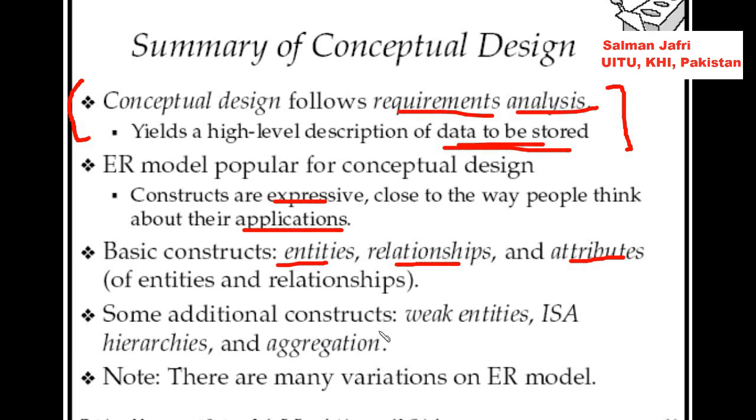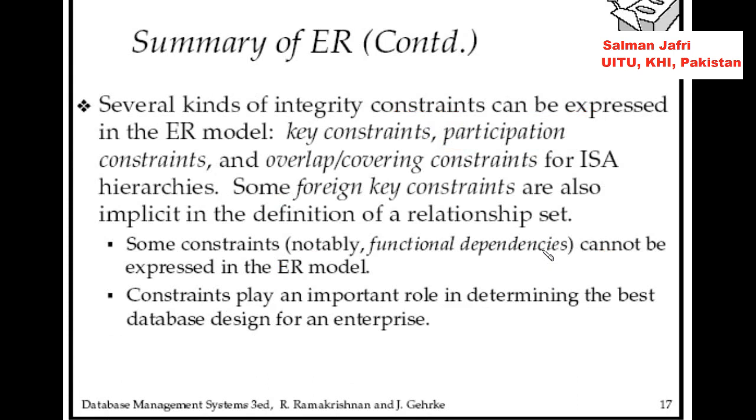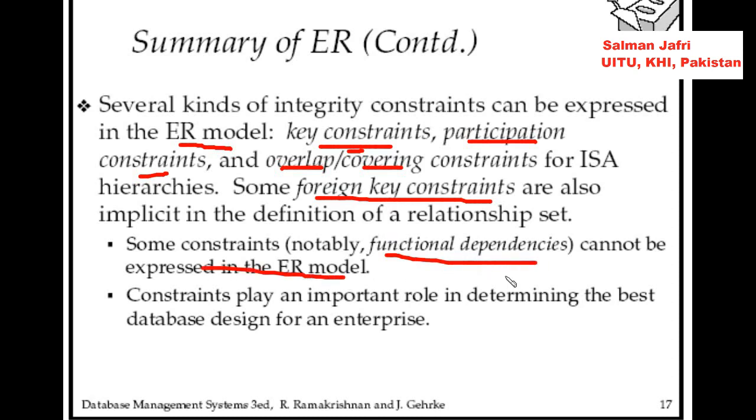Some additional constructs may be there. Weak entities, is a hierarchy, aggregation. Note there are many variations on the ER model. We'll look at them as we progress. So several kinds of integrity constraints can be expressed in the ER model. Key constraints, participation constraints, overlap and covering constraints for is a hierarchies. Some foreign key constraints are also implicit in the definition of a relationship set. Some constraints, notably functional dependencies, can also be expressed in the ER model. We'll look at that later on.